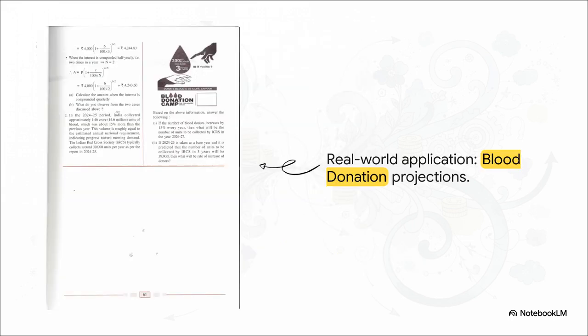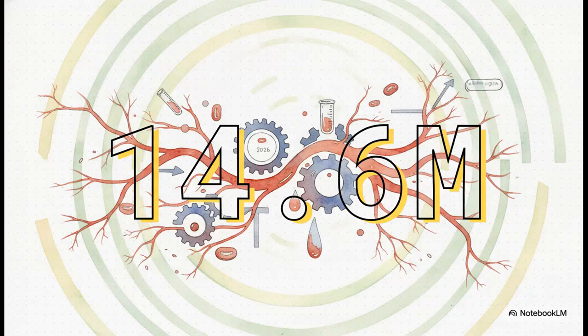Let's ground this in a real-world and honestly very high-stakes example, right out of our text's case studies. This isn't just theory anymore. We're looking at a critical infrastructure challenge, national blood supply. The source provides this fantastic case study based on the 2024 to 2025 period for the Indian Red Cross Society. Get this. The data tells us they collected approximately 1.46 crore, that is 14.6 million units of blood. This massive volume represented a 15% growth from the previous year.